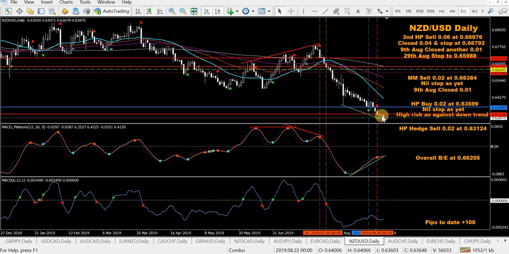So we've got a sell, hedge sell. Now I'm looking for a third buy. Overall break even at the moment is up this yellow dashed line, which is well and truly in profit. So if I close all those four trades now, it'd be a nice profit.